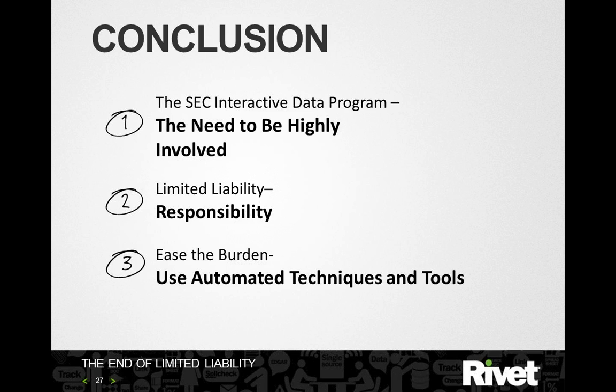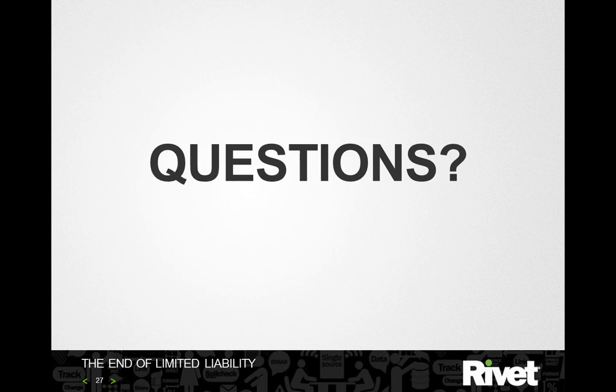While these first two items are difficult and coming upon us, use automated techniques and tools where you can. Not everything has to be done manually. There are a lot of really new and great validation tools out there that can address a lot of different areas for you. Taking advantage of those automated techniques and tools can really cut down on the review time and improve the quality of the filing. So that wraps up what we had today.